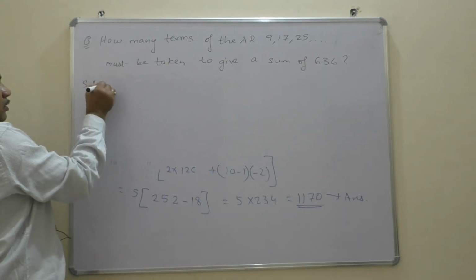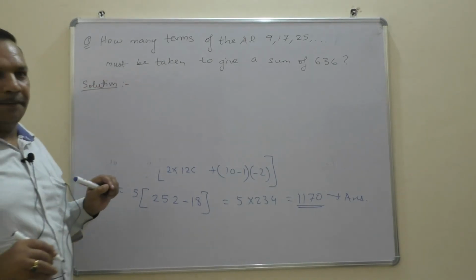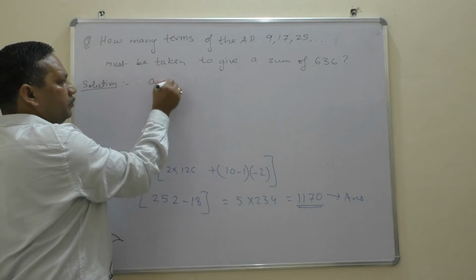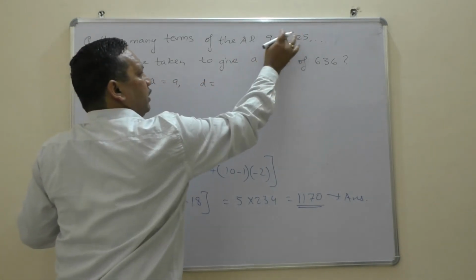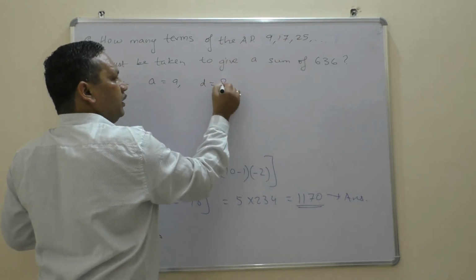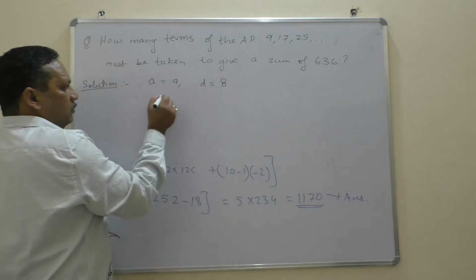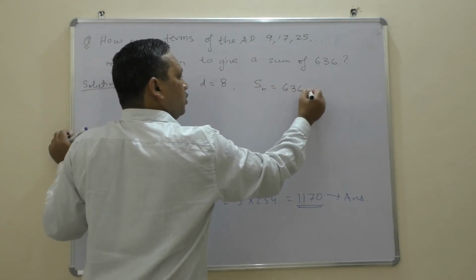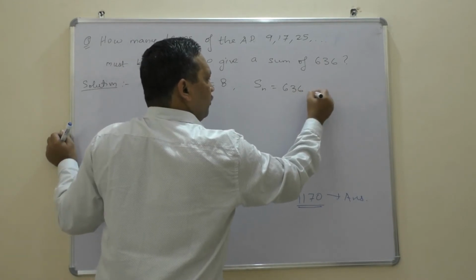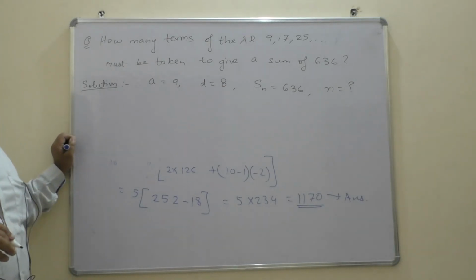So in this question, tell me what is given and what is asked. It is always very important to frame the question first. What is given? A is 9. What is D? 25 minus 17 is 8, and 17 minus 9 is 8. And the sum of n terms is 636. And what is asked? The value of n. Question mark means we have to find n.